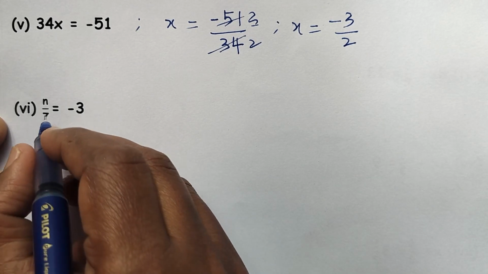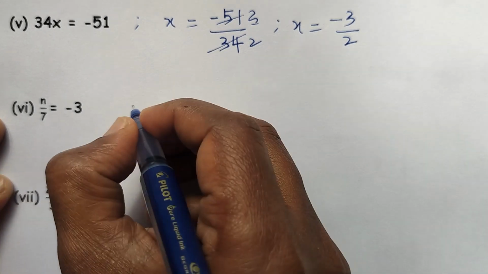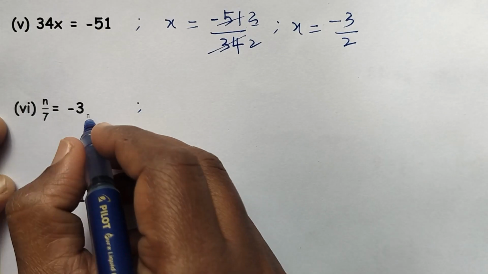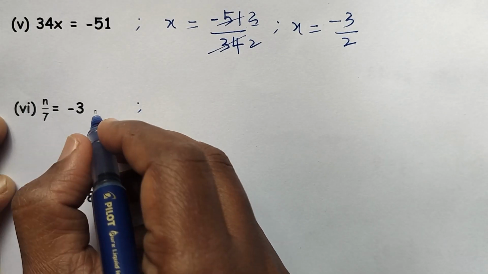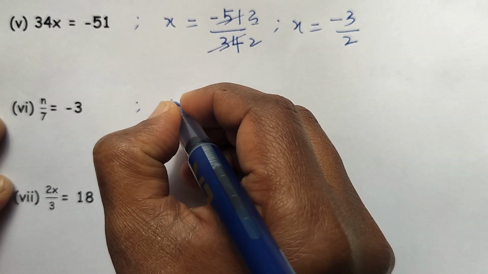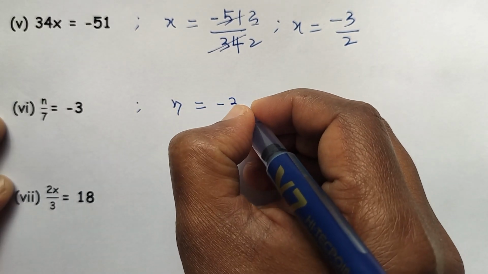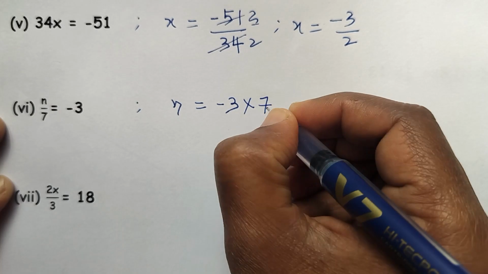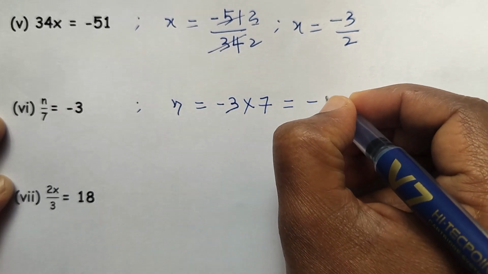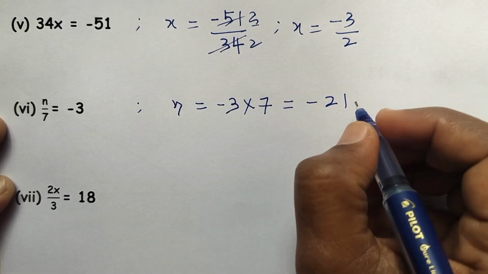Sixth one, n by 7 equal to minus 3. So 7 we are going to send to RHS, then it will become multiplication. So n equal to minus 3 into 7. So that will be minus 21.